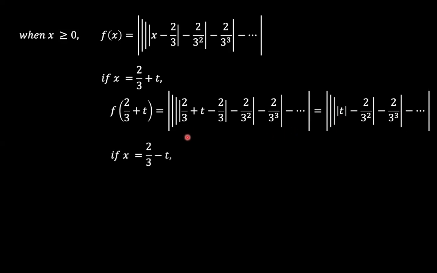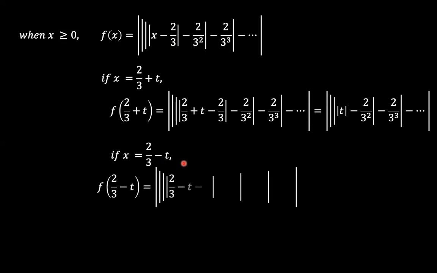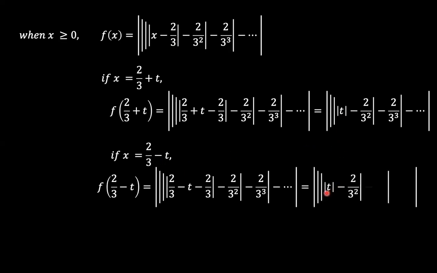Now, when x is equal to 2/3 minus t, and we repeat the same process, since the absolute value of negative x is what we get between these absolute terms, and we know the absolute value of negative x is the same as the absolute value of positive x, we see that these two values are equal. Therefore, f(2/3 + t) equals f(2/3 - t). That's a very important thing to note.